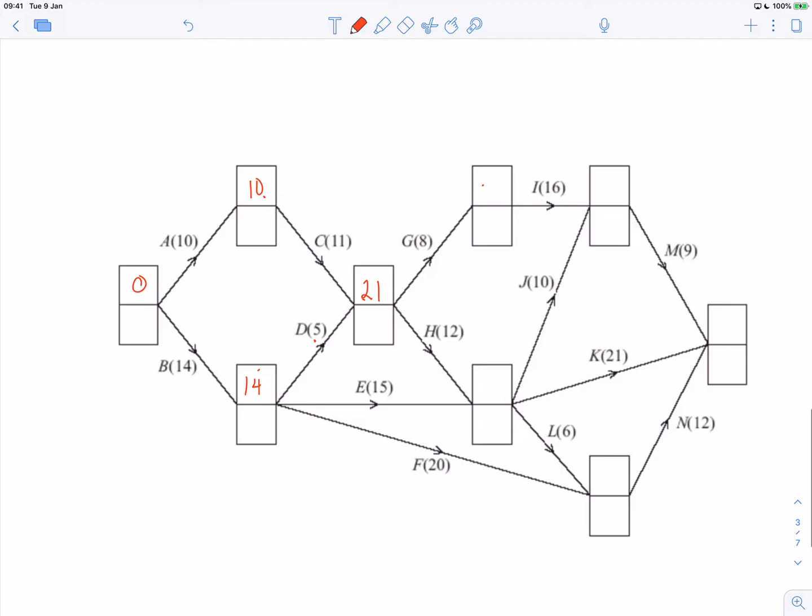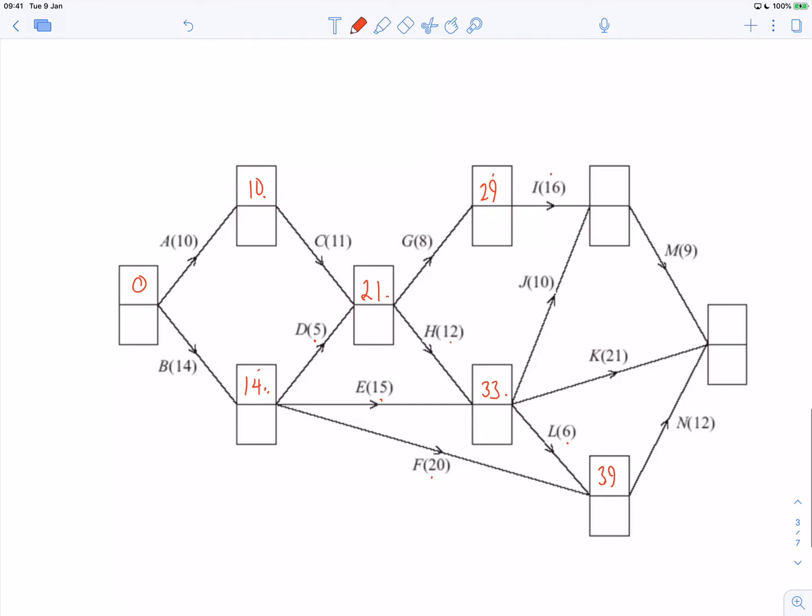To be at this stage, the earliest it can be is 29. Moving on, 14 and 15 is 29, but 21 and 12 is 33. That's the earliest I can be there. 14 and 20 is 34, but 33 and 6 is 39. It's the earliest I can be at that stage.